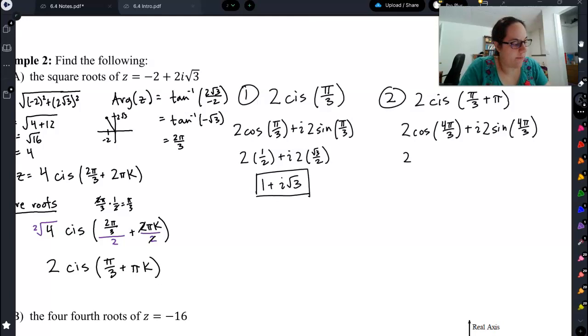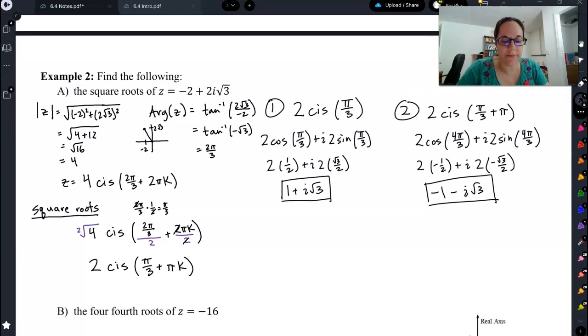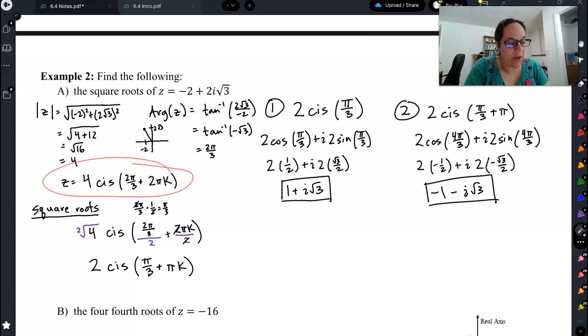And cosine of 4 pi thirds is negative 1/2. Sine of 4 pi thirds is negative root 3 over 2. So that gives me negative 1 minus i root 3. And those are your 2 square roots. So to summarize this whole process, we wrote it in polar form. We did the rule. And then we found however many answers as whatever root I have. So since this was the square root, I found 2 answers.